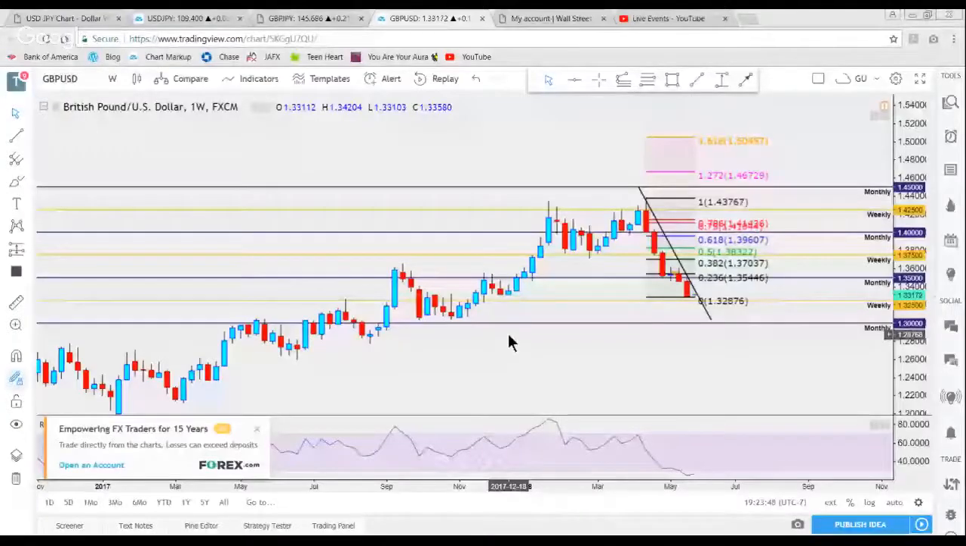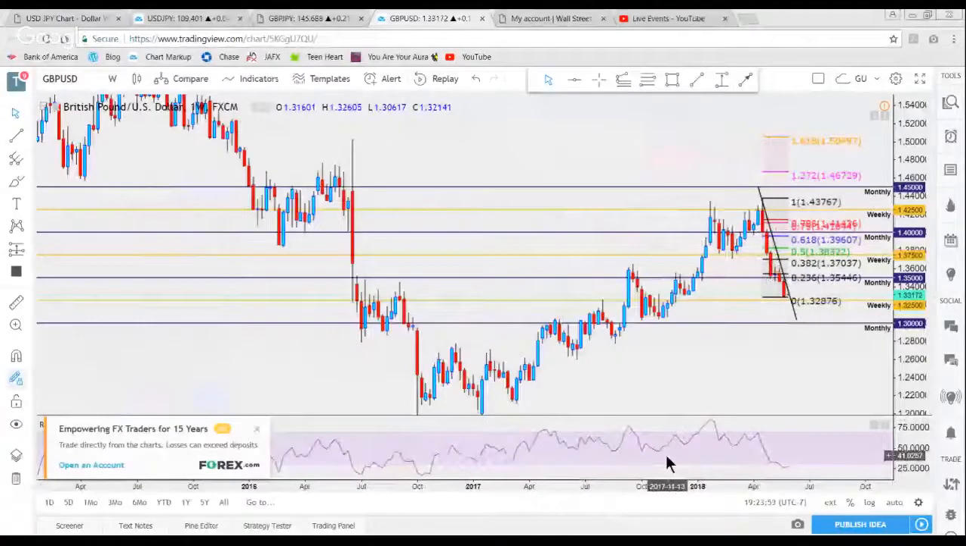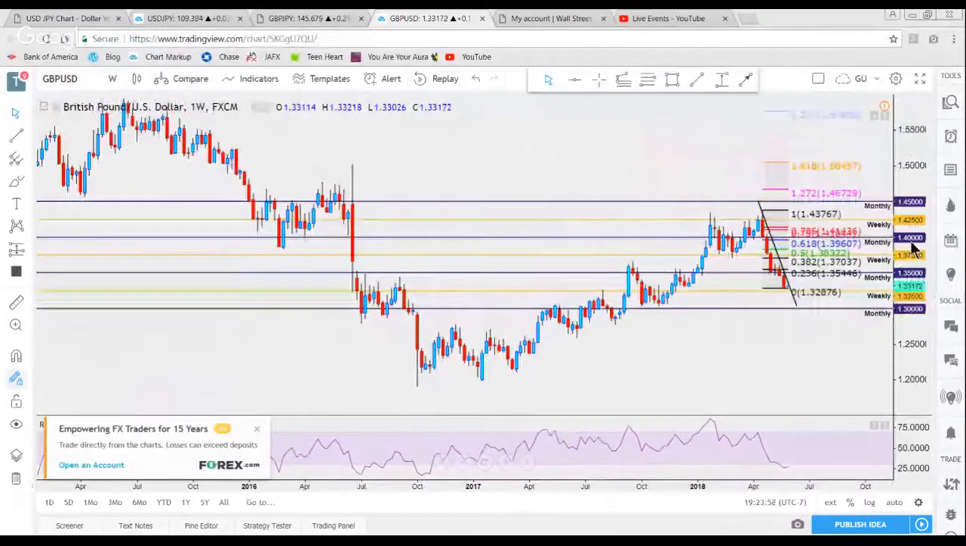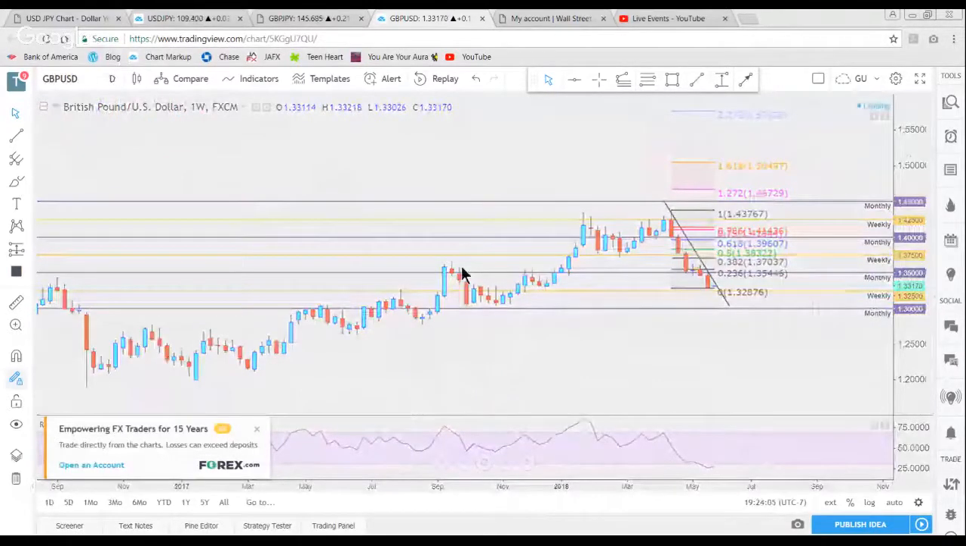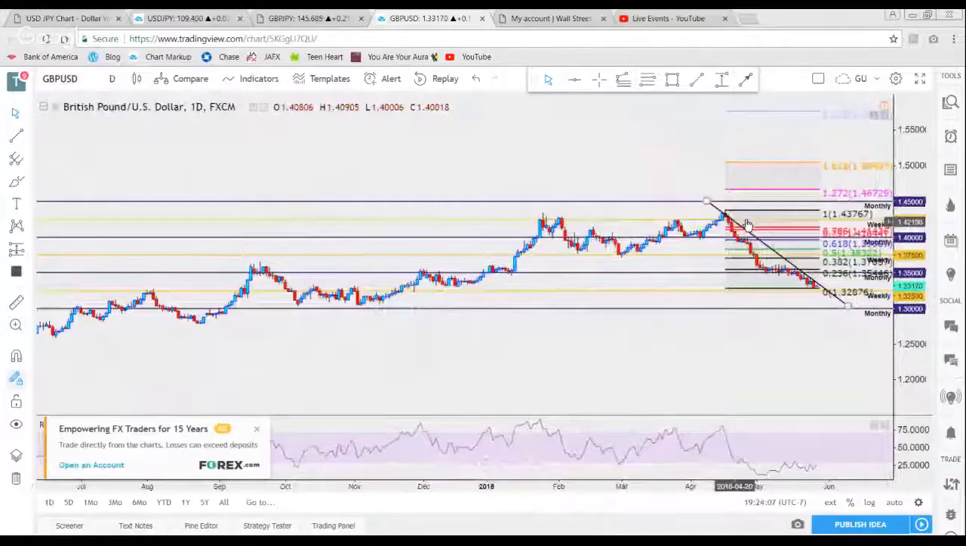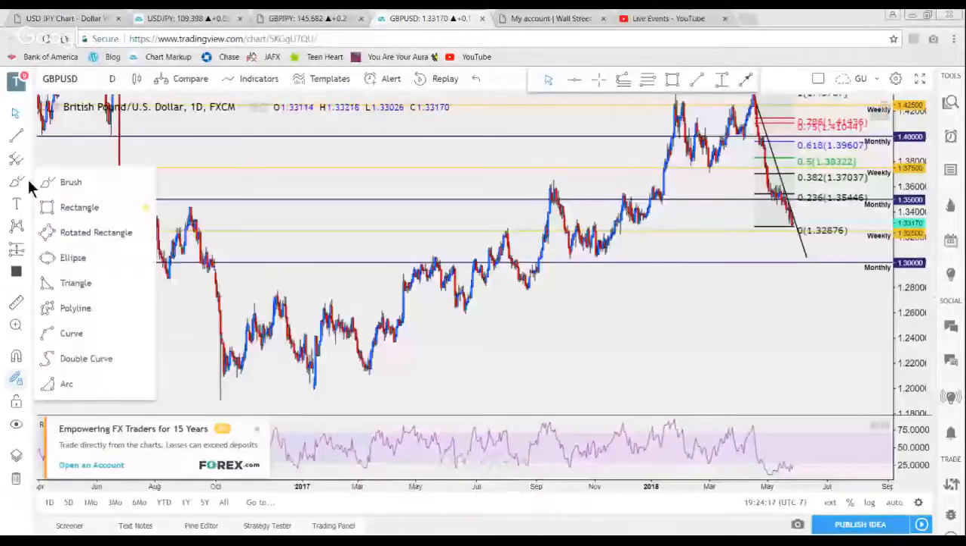So with GU, I was just trying to find common areas of price action, and of course we have this weekly zone of 1.500, but then going on the daily where price is right now, it's a pretty nice area as well. I'm gonna highlight it with a rectangle.